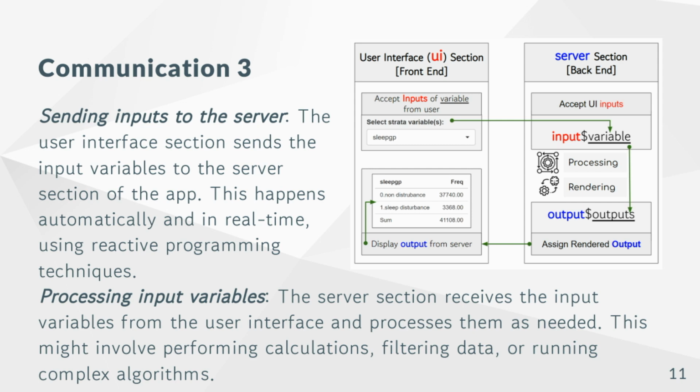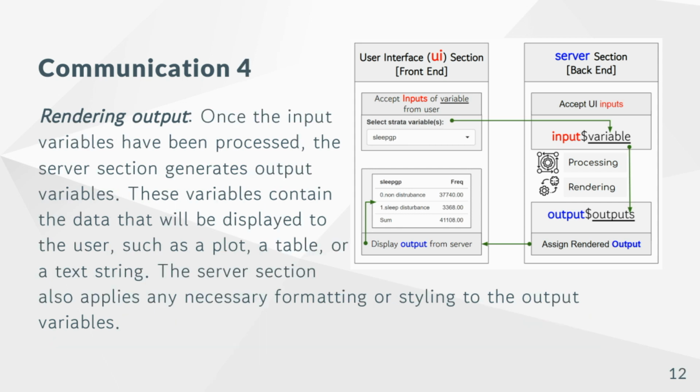Processing input variables. The server section receives the input variables from the user interface and processes them as needed. This might involve performing calculations, filtering data, or running complex algorithms. Rendering output. Once the input variables have been processed, the server section generates output variables. These variables contain the data that will be displayed to the user, such as a plot, a table, or a text string. The server section also applies any necessary formatting or styling to the output variables.